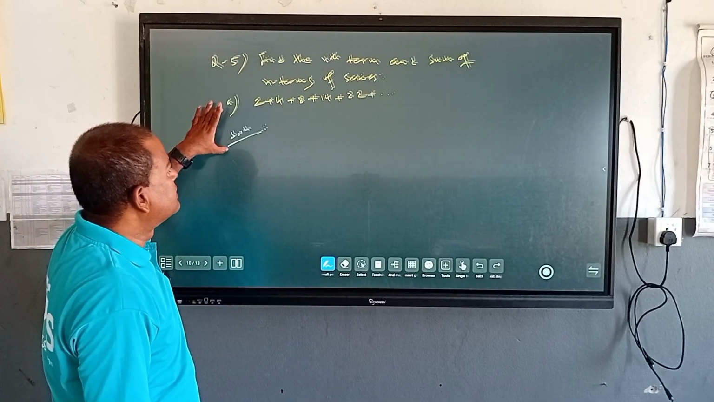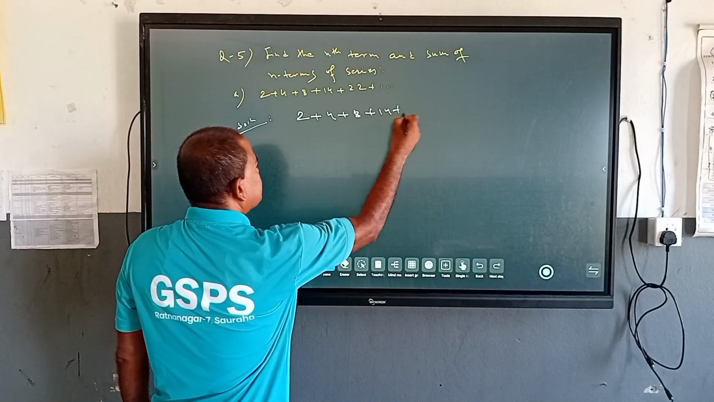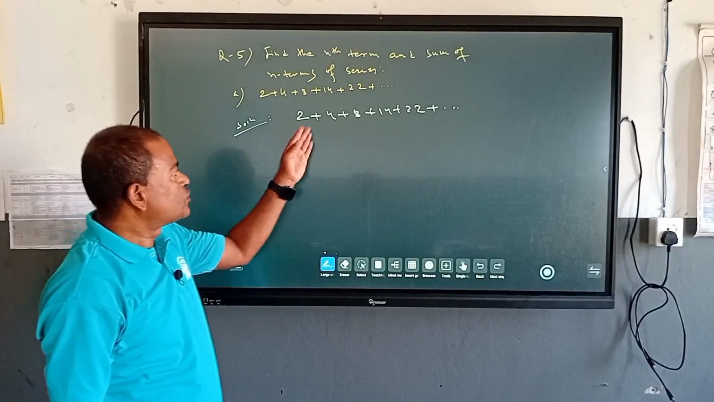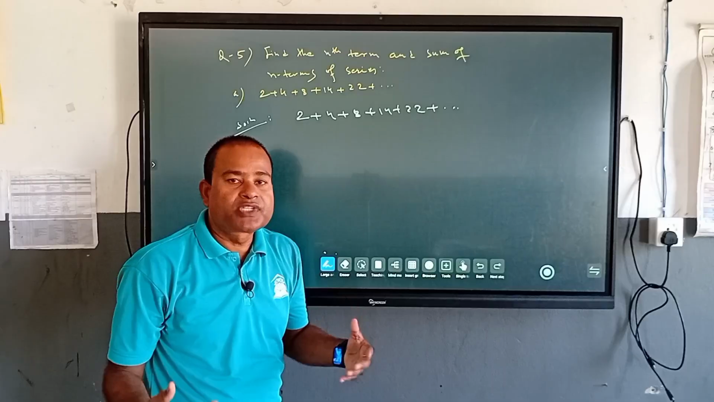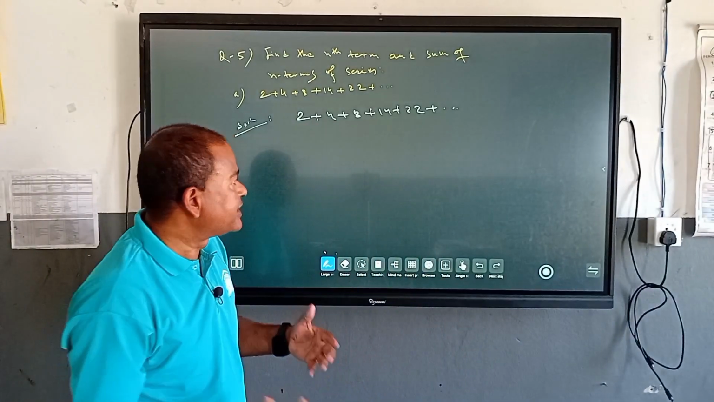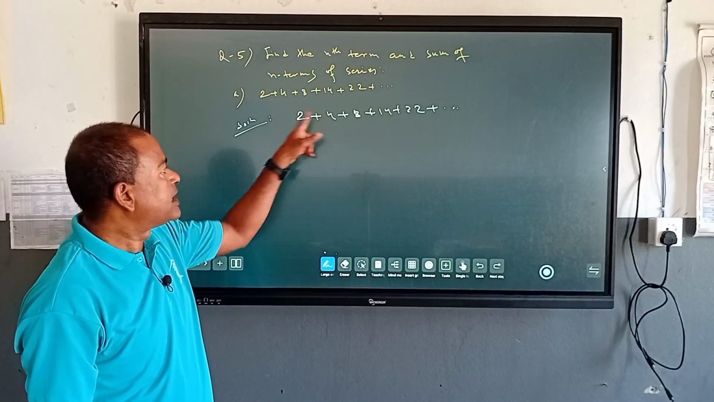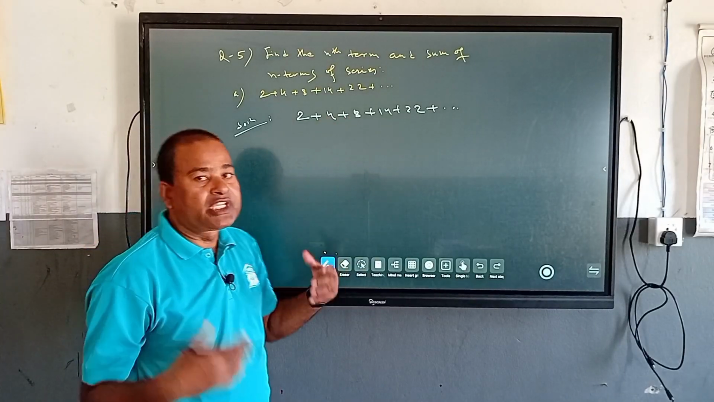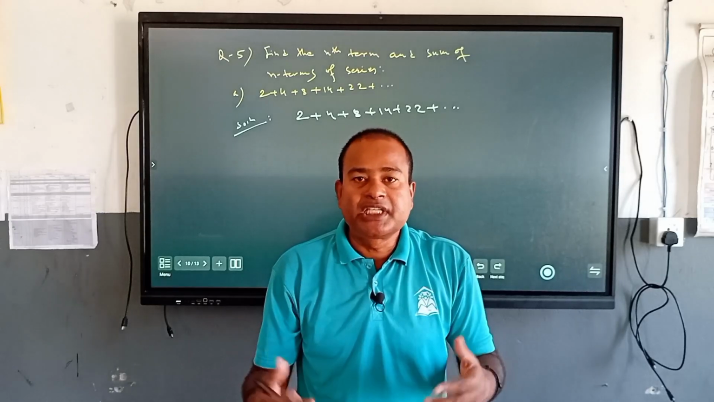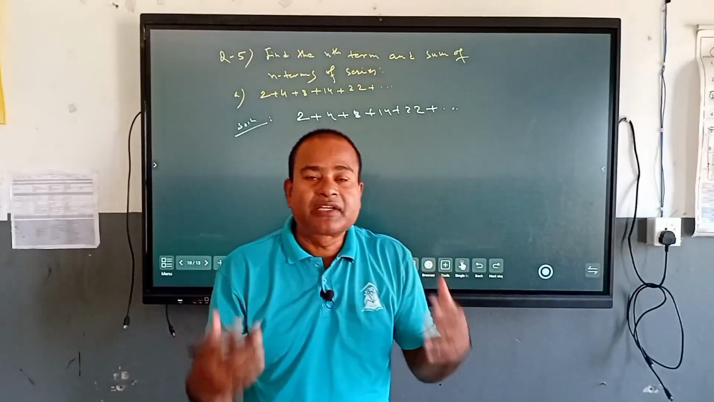Dear students, the given series is 2 + 4 + 8 + 14 + 22. This series is neither arithmetic nor geometric, because if we take the common difference t2 minus t1, 4 minus 2, we get 2, and 8 minus 4 we get 4. If we find the difference between succeeding and preceding terms, the common differences are not the same.